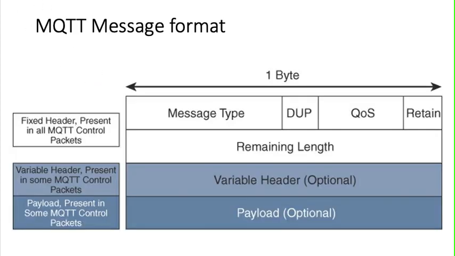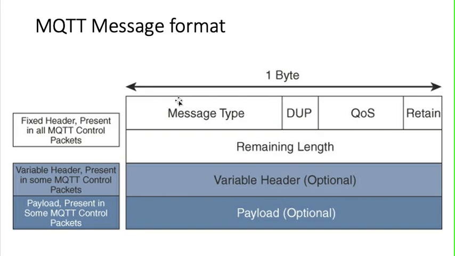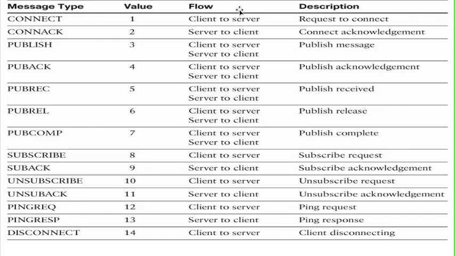And as I said, in message type we have 14 different control message types, numbered from 0 to 15. Actually it starts from 0 to 15, but here they have given 1 to 14. So the first message type is nothing but connect. If the value of this message type is equal to 1, then it resembles a flow from client to server. The meaning is request to connect.